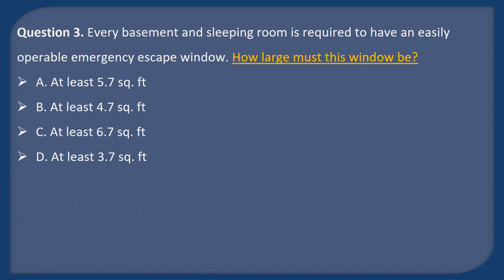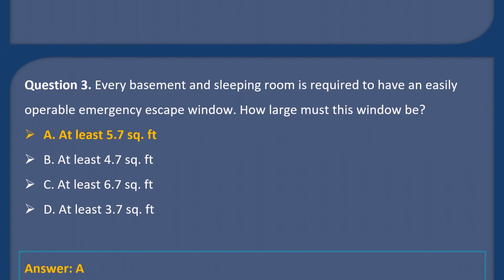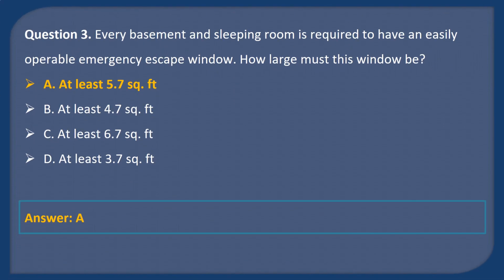Question 3. Every basement and sleeping room is required to have an easily operable emergency escape window. How large must this window be? A. At least 5.7 square feet, B. At least 4.7 square feet, C. At least 6.7 square feet, D. At least 3.7 square feet. Answer A.